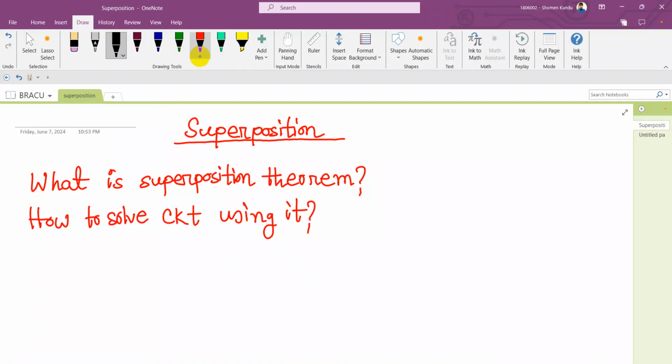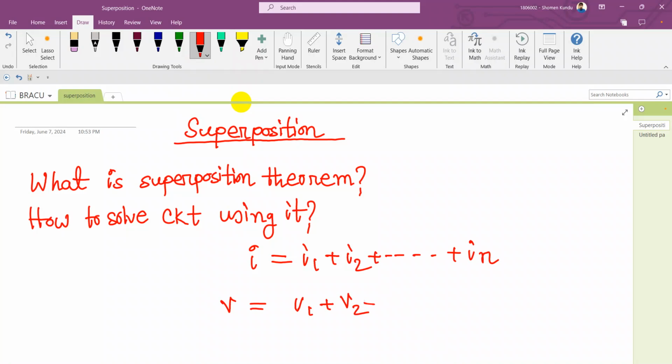That is very easy. So what will be our current? Our current will be the summation of the total step currents, and our voltage will also be the summation of the previously calculated voltages.